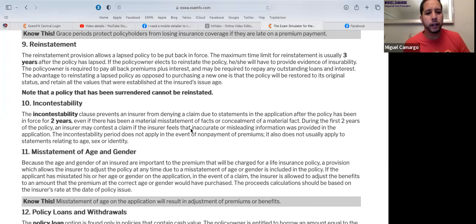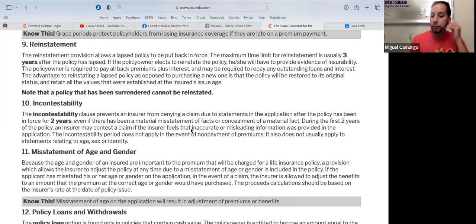The next one is called the incontestability clause. This is a big, big deal. The incontestability clause prevents an insurer from denying a claim on an application after the policy has been in place for 2 years.